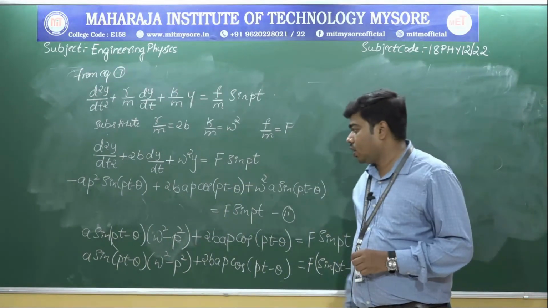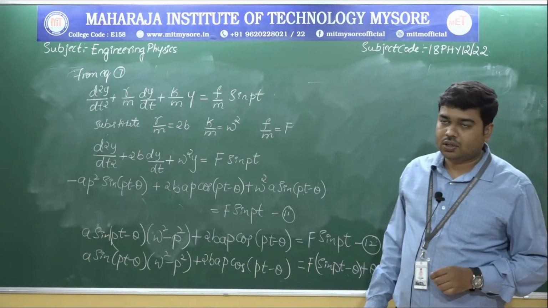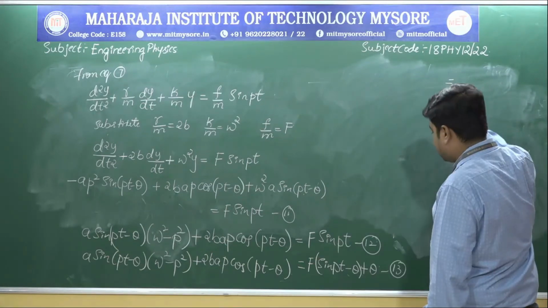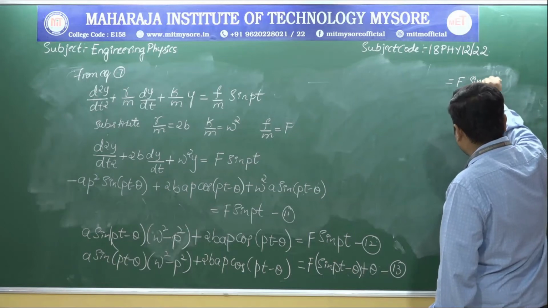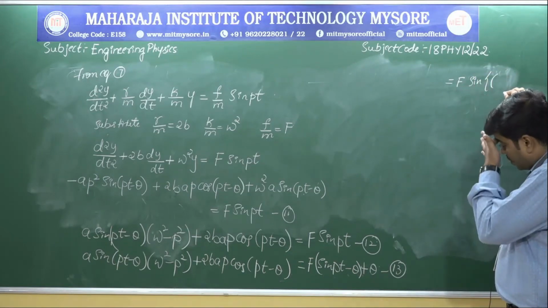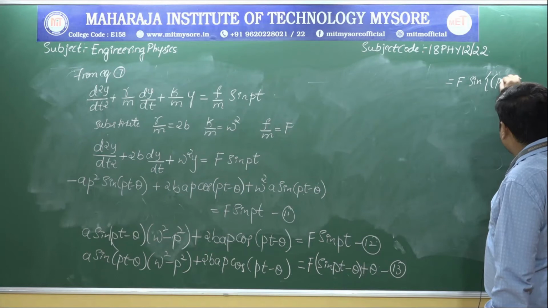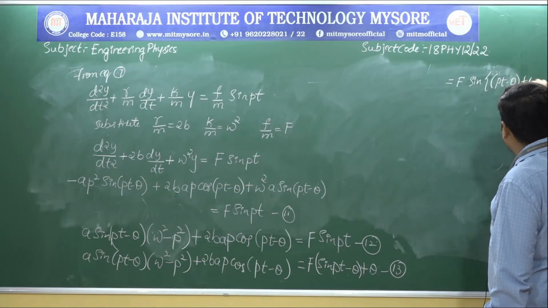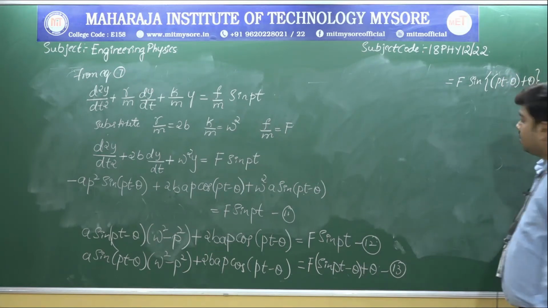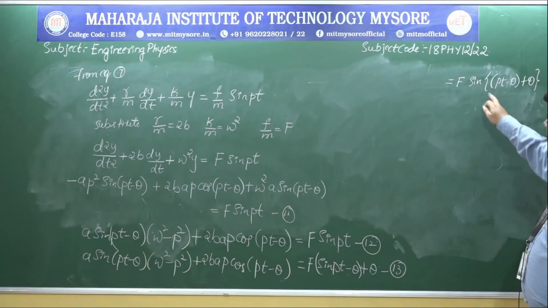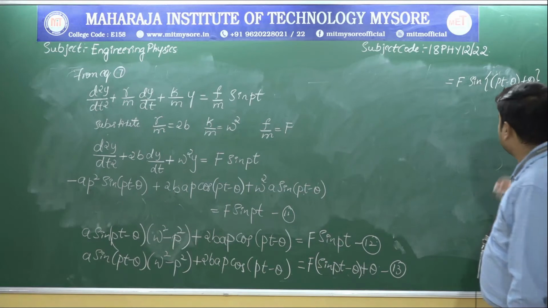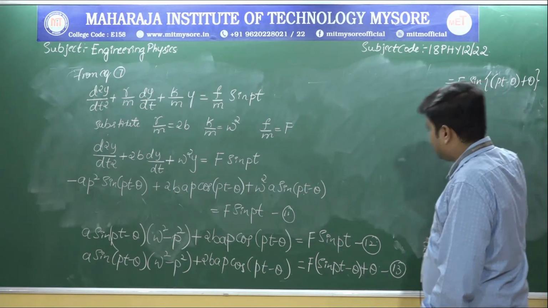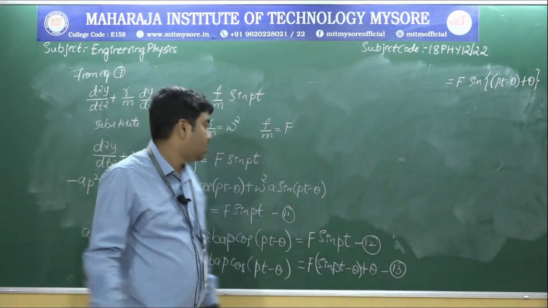Now, using equation 13, we have to simplify it further so that we will be able to get the amplitude as well as the phase of the forced oscillation. The right side can be written as f sin(Pt minus theta plus theta). As you see, this is in the form of sin of A plus B, so we can expand it. We will just write the whole equation.